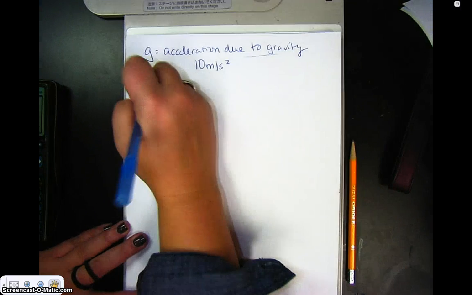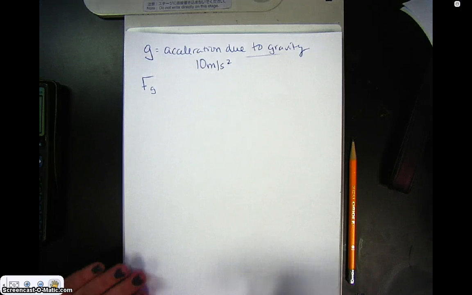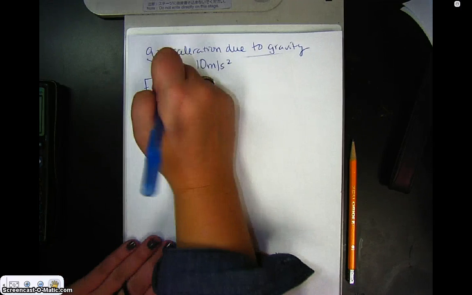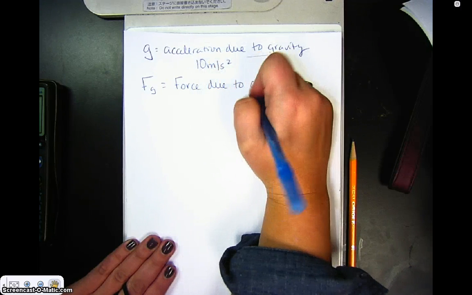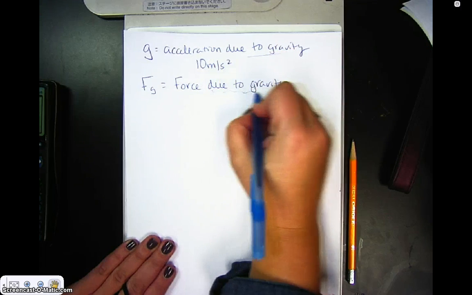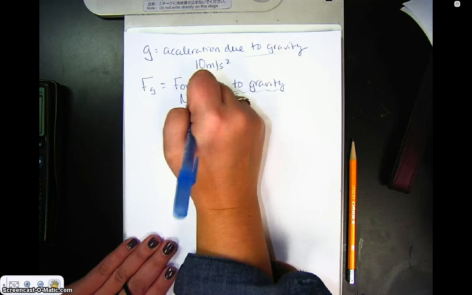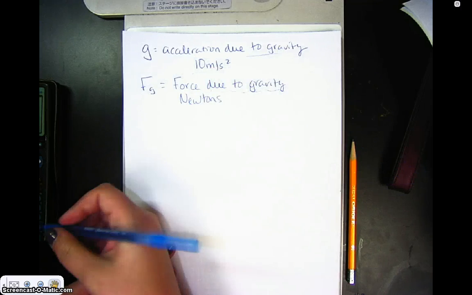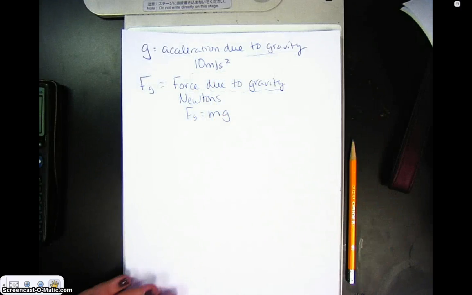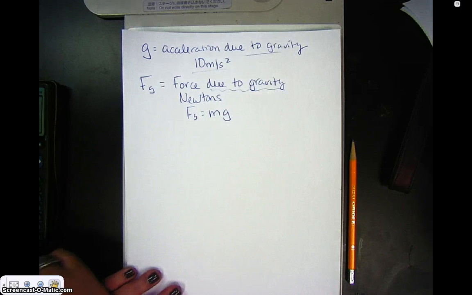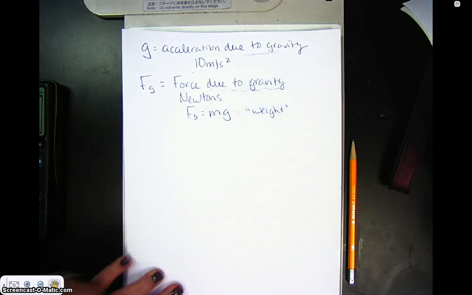Then we began talking about forces, and we learned that when you apply force to an object of a certain mass, it causes that mass to accelerate. So little Fg now became our force due to gravity. Again, this idea of due to gravity is still in the statement there. And the unit is newtons. It doesn't have a set value like g, but it's equal to the mass times the acceleration due to gravity. Just as a reminder, this is what your weight is.